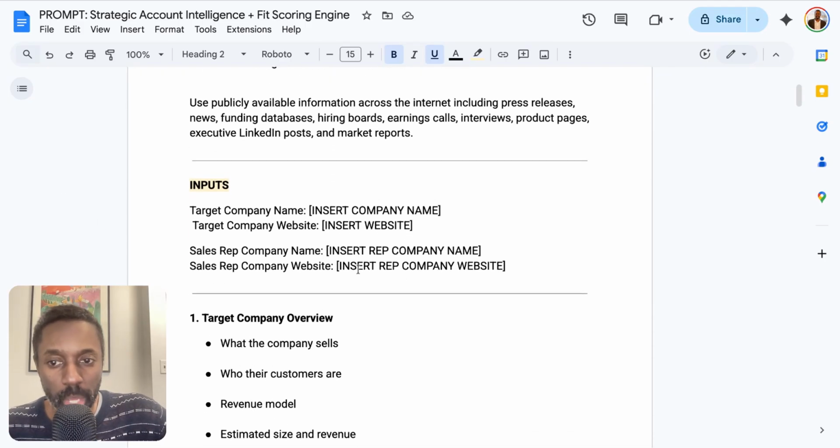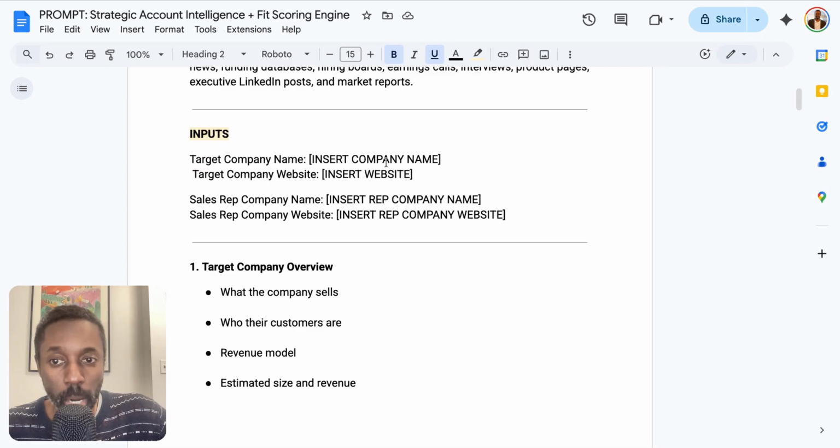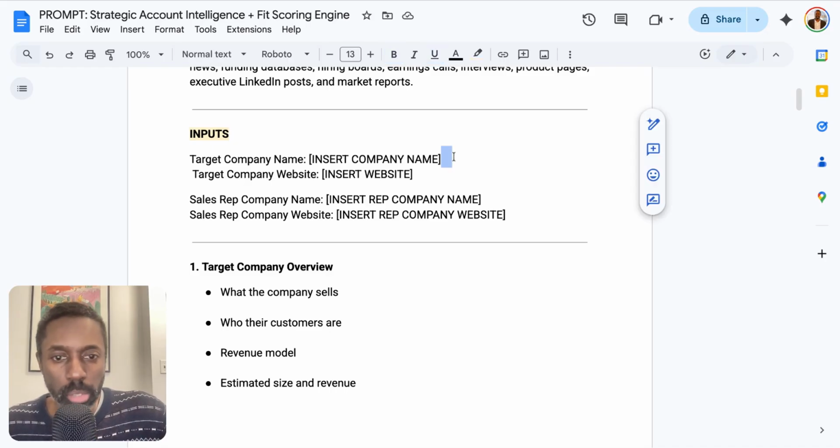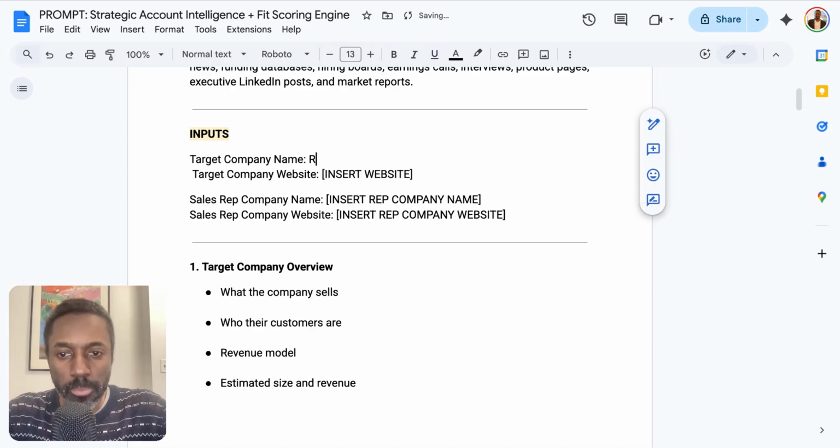So the inputs are here, right? The inputs will be the target company. So this will be the company you want to target. As an example, let's just say I want to target a company called Rippling. I heard about this company recently. I heard they're killing it, so I'll put in Rippling. It's some kind of HR software. And their website is rippling.com.